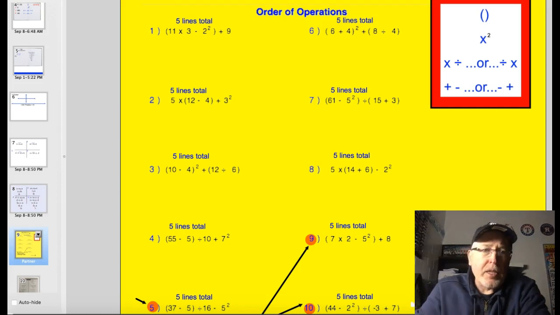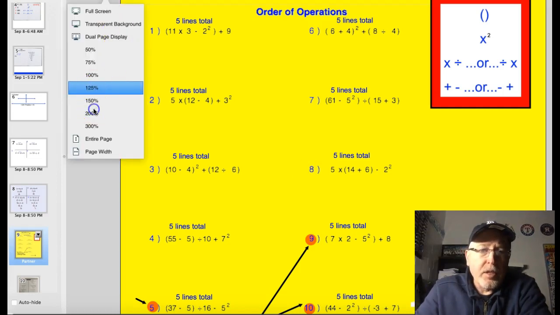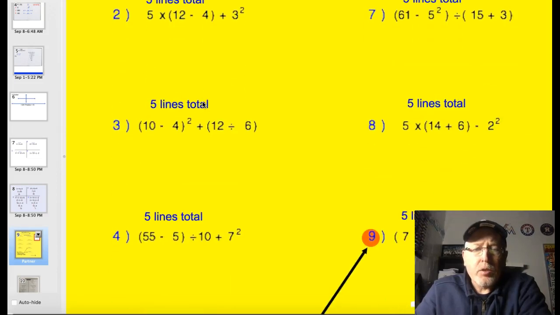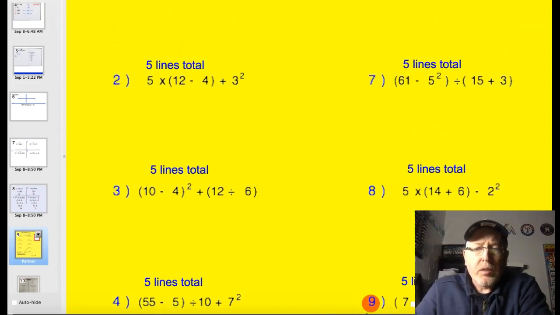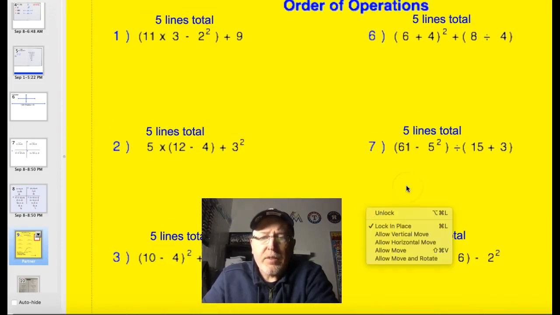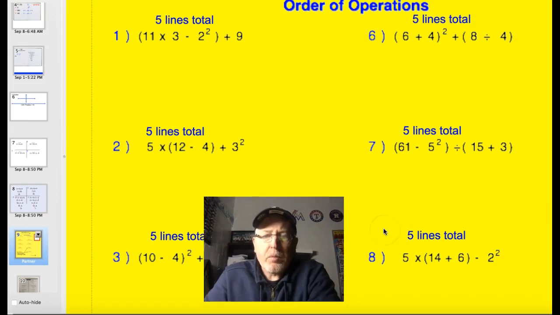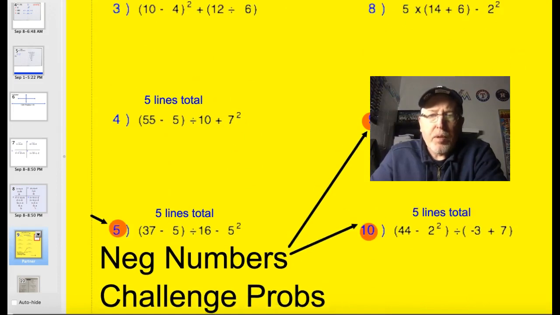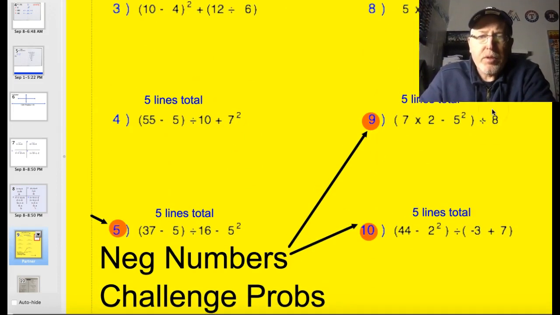All right, here you go. Let me make this a little bit bigger to make it easier to see. Okay, go ahead and do 1, 2, and 3. Scroll down so you can see 4. Here's 6, 7, and 8. Just make sure you number your problems. I'll put myself up here so you can see the bottom bunch, the ones that have the negative numbers.